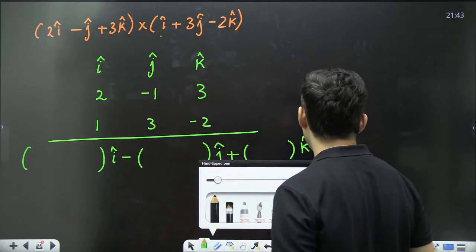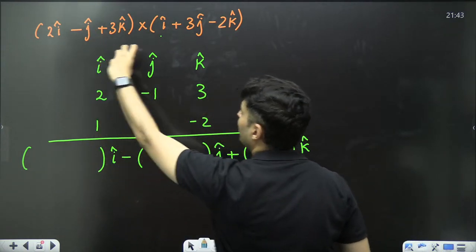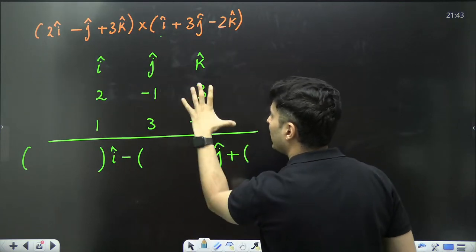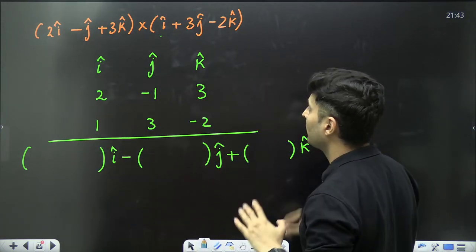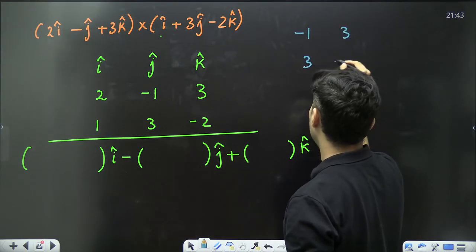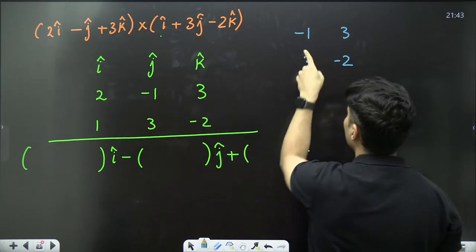For this I cap, forget this column, forget this row. Whatever is remaining, take that over here. So guys, how? Minus 1, 3, 3, minus 2.